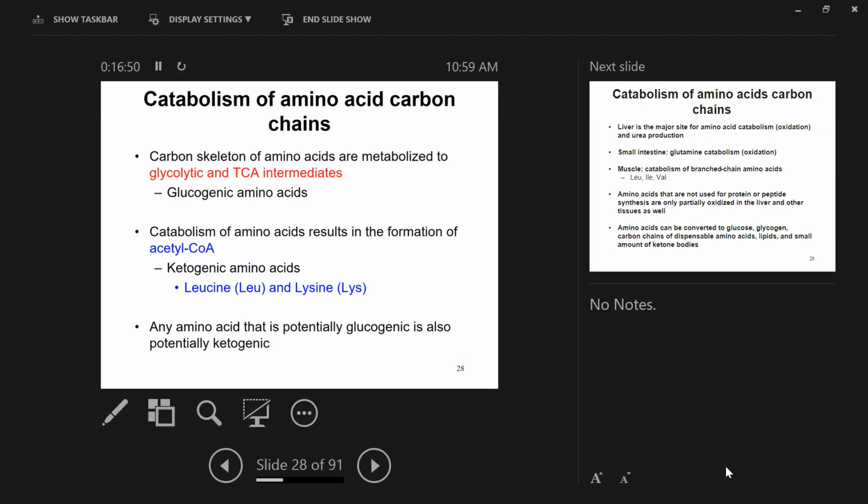So the carbon skeleton of amino acids usually is metabolized to glycolytic and TCA intermediates, right? Just as I showed you in the last slide. So a lot of amino acids are able to be used as a precursor of glucose, so we call those amino acids glucogenic amino acids, right? And some of the amino acids that we mentioned, the leucine and lysine, are metabolized to acetyl-CoA, right? So these amino acids are the ketogenic amino acids. So they're pretty easy to remember, right? Leucine and lysine are the ketogenic amino acids, and the other amino acids are glucogenic amino acids.